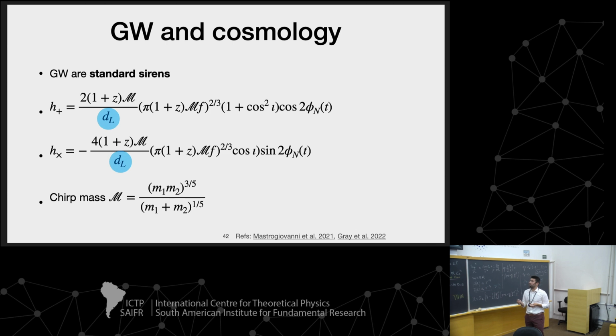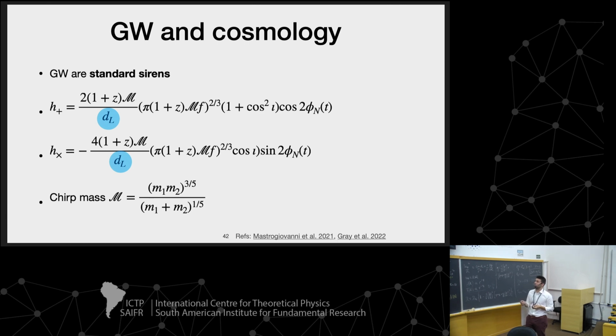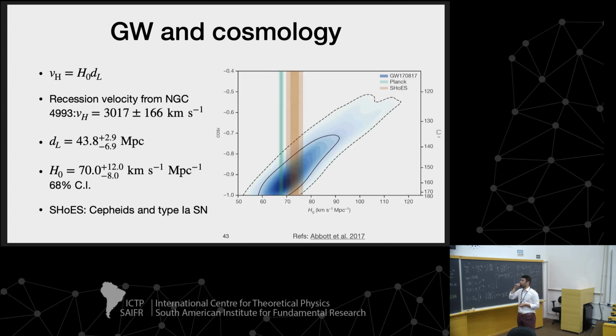You can also extract the redshift corresponding to the luminosity distance, but to do so, you need to fix a cosmology, of course. So we can try to constrain the redshift in other ways, and what we can do is to constrain the cosmological parameters. And this is what we do. For example, what we did with GW170817 was to estimate in an independent way the Hubble constant.